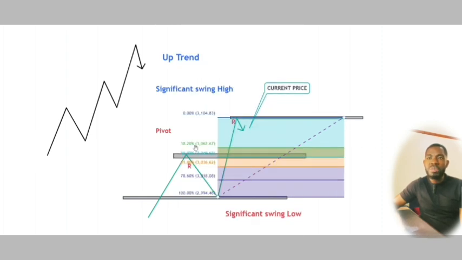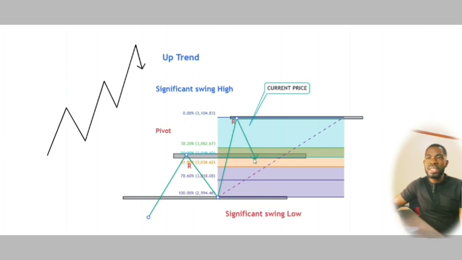So we are looking at these percentage levels between 78.6 and 38.2. Let's assume this is our current price over here. So we are hoping that this retracement will get to these levels before we can place our buy orders all the way to the upside.